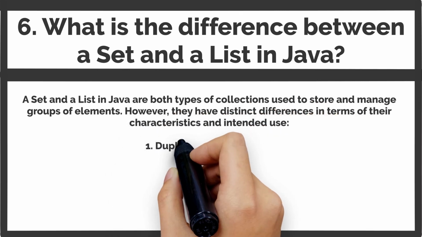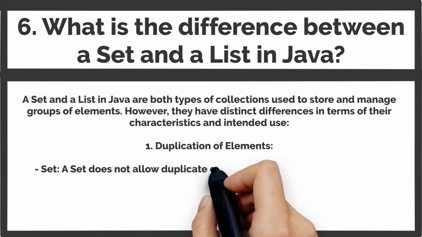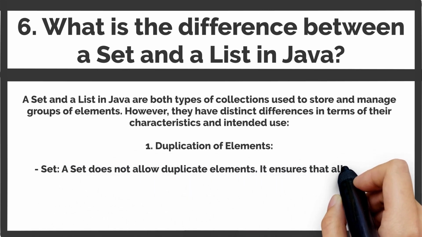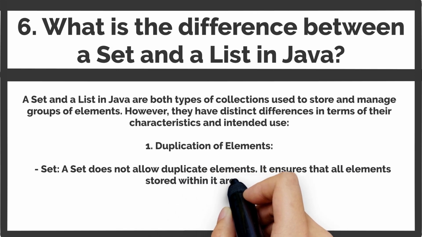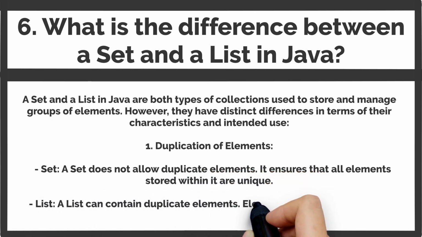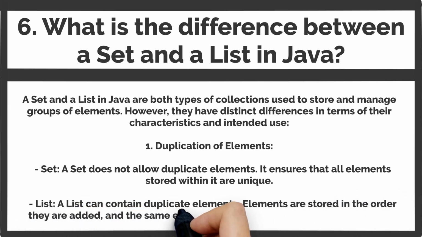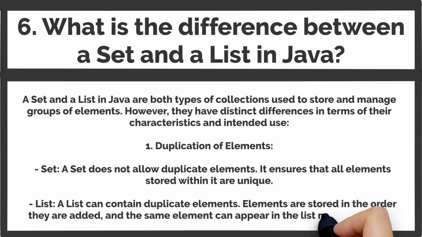1. Duplication of elements. Set. A set does not allow duplicate elements. It ensures that all elements stored within it are unique. List. A list can contain duplicate elements. Elements are stored in the order they are added, and the same element can appear in the list multiple times.